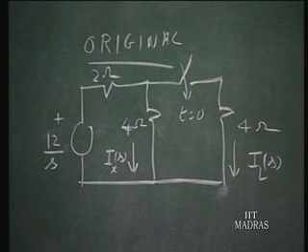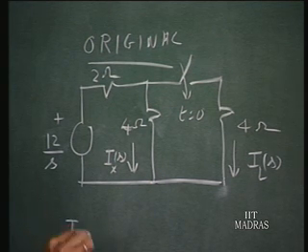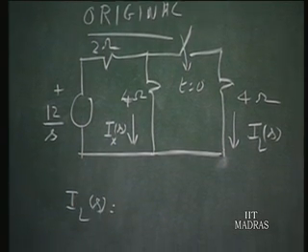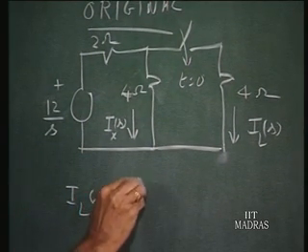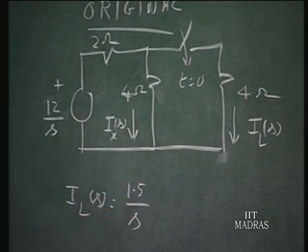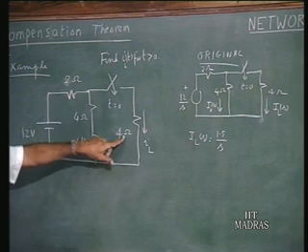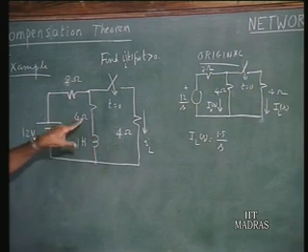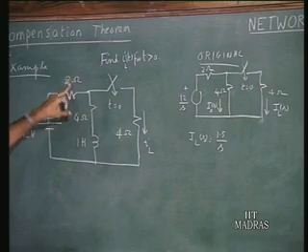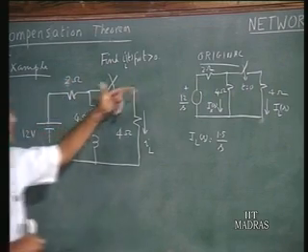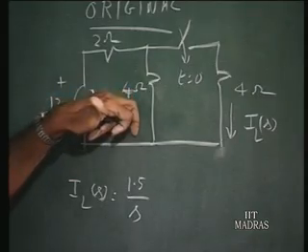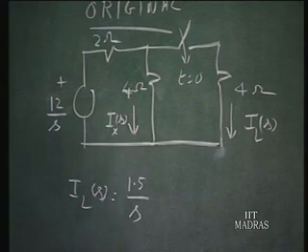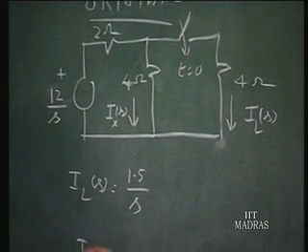We can solve for that in quite a straightforward fashion. The load current IL of S will turn out to be 1.5 by S, because after all, in the DC network 4 ohms in parallel with 4 ohms is 2 ohms, and 2 ohms in series with 2 ohms is 4 ohms. Therefore the current here is 3 amperes. Therefore 1.5 amperes flows here, and 1.5 amperes flows here. So IX of S is also 1.5 by S.